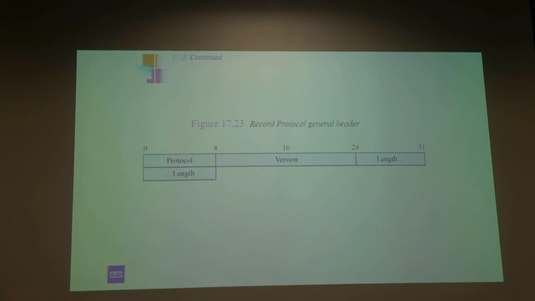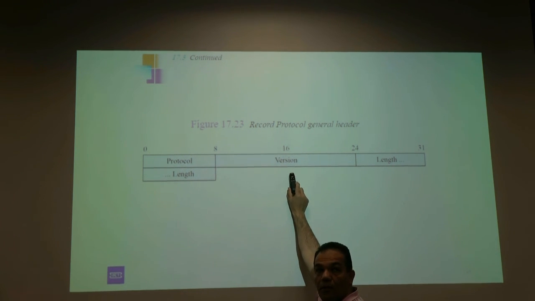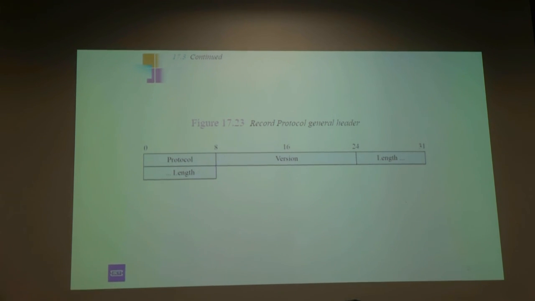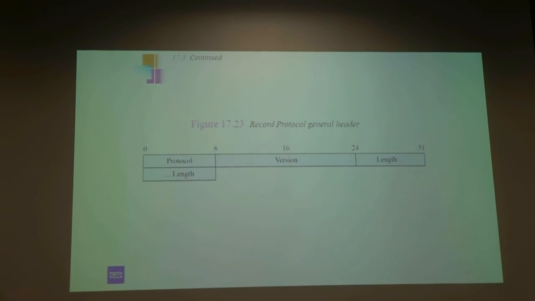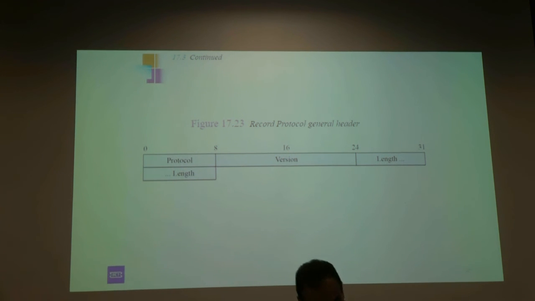What does the version tell you here? The version of SSL. There are different versions of SSL. And the length is a 2 byte field that defines the size of the message. It holds the size of the message without the header. So this is how the header looks.